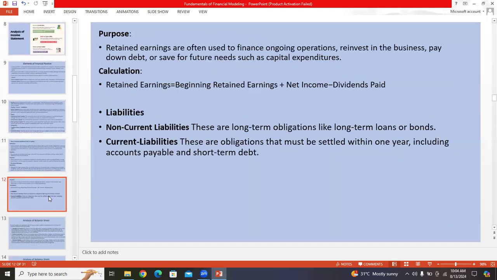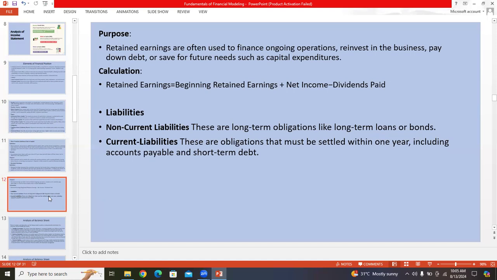You also have a purpose for retained earnings. It says that retained earnings are often used to finance ongoing operations. Yes, retained earnings are being used for ongoing purposes, as I explained previously. We reinvest in our business, we pay down our debts, we save for future needs, we purchase capital expenditures, we can acquire our long-term assets, we can pay our non-current liabilities.